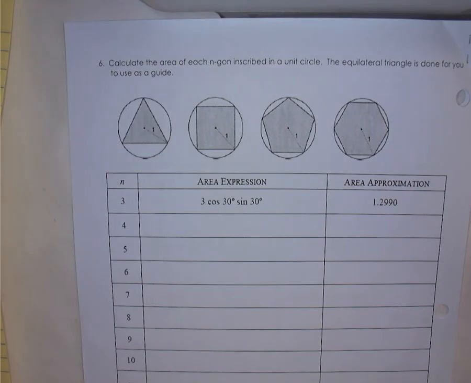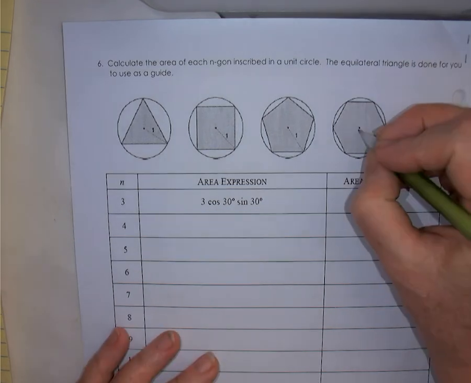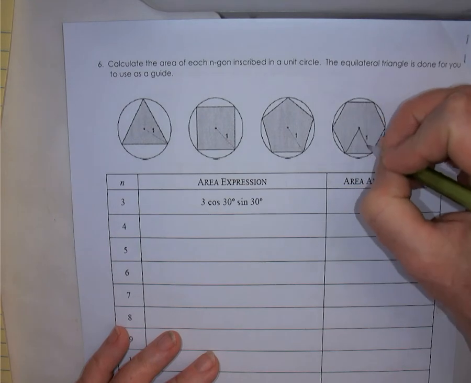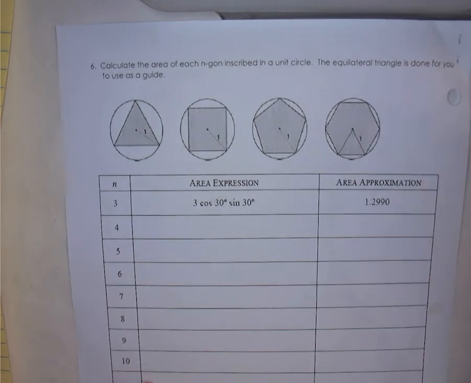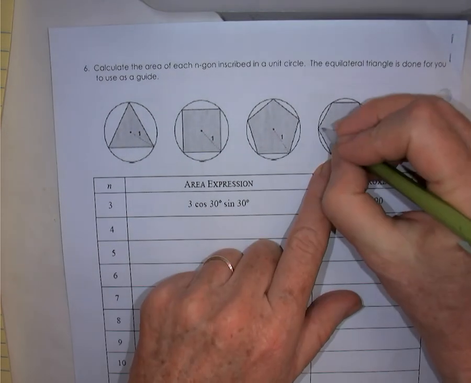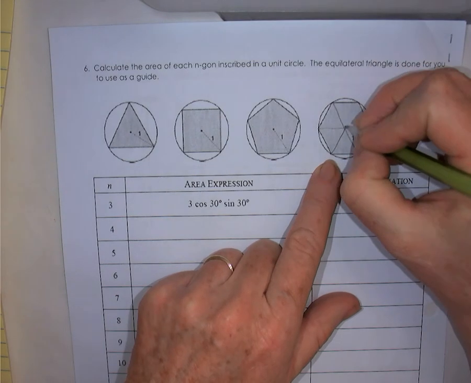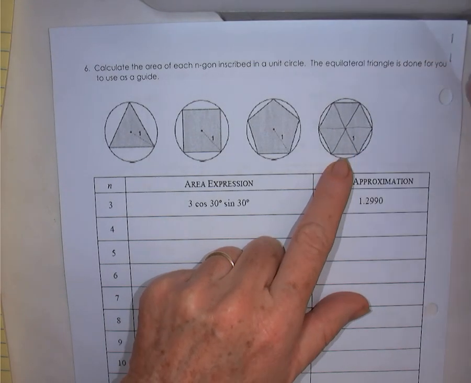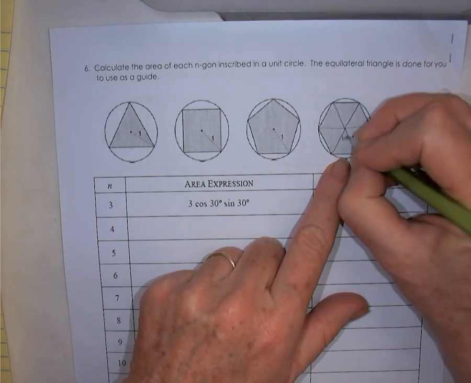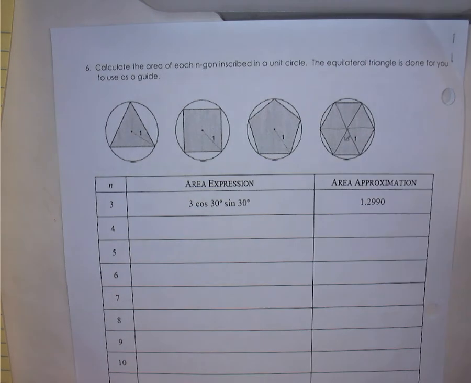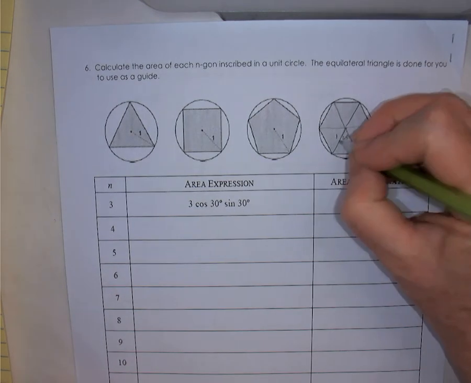I'm going to give an explanation of how you could find some pattern for question number 6 on the limit worksheet. I would start with, I'm going to randomly start with the hexagon. What you know about a hexagon is that you can divide it into 6 congruent triangles, and the measure of each central angle is 360 divided by 6. So the measure of each central angle is 60 degrees.